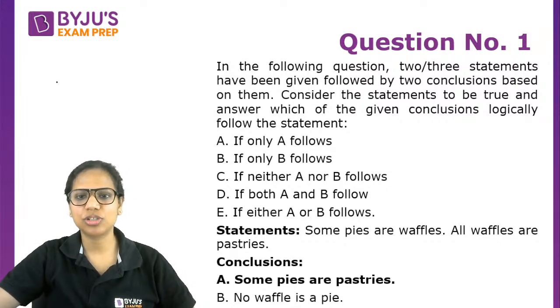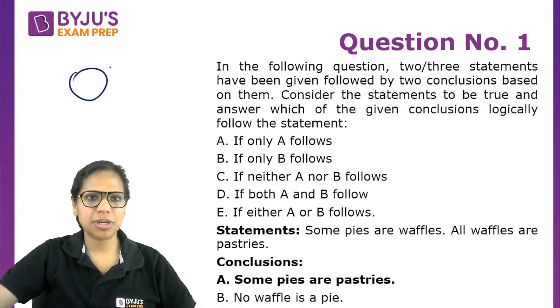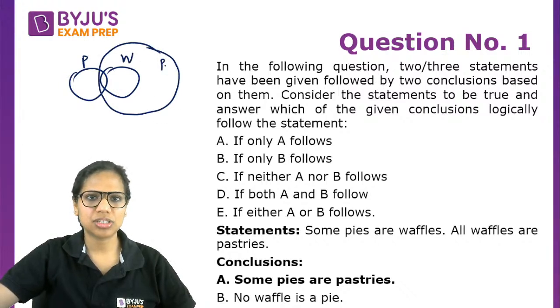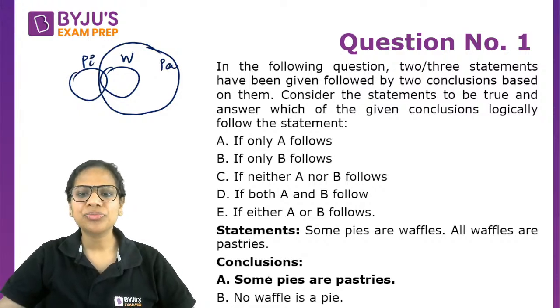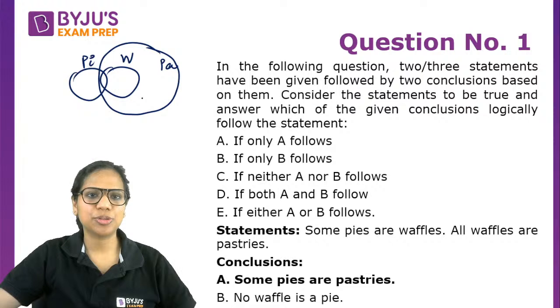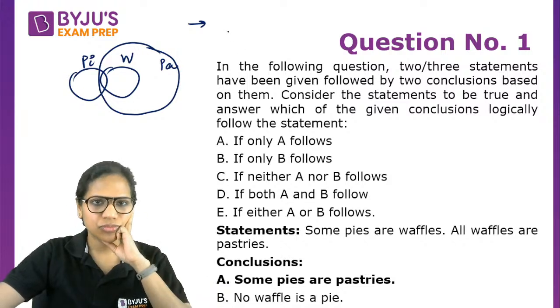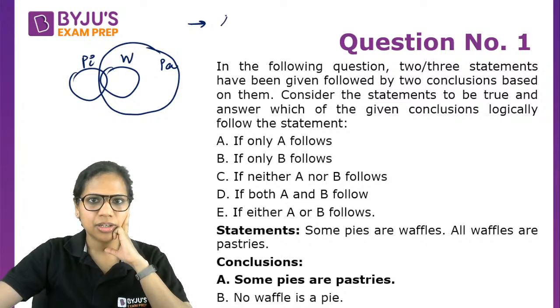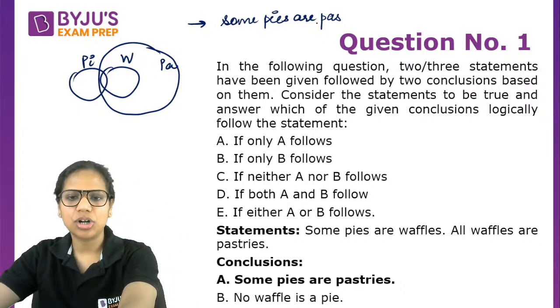Some pies are waffles, all waffles are pastries, right? Now, when would either or be a scenario? This is pastry, this is pie. So here, if you look at this diagram, when I say all waffles are pastries, some pies have to be pastries. If I write some pies are pastries, this is definitely true. But I need something that is not definitely true.